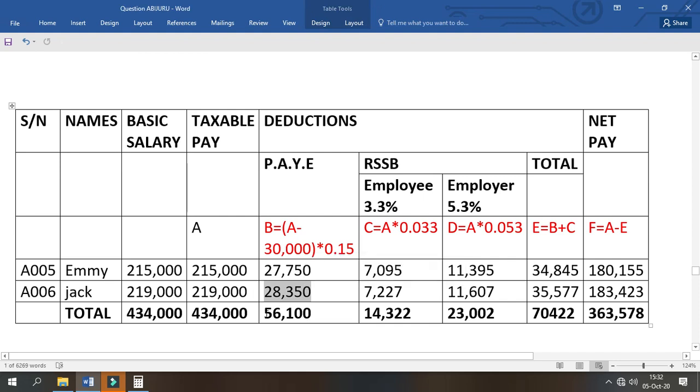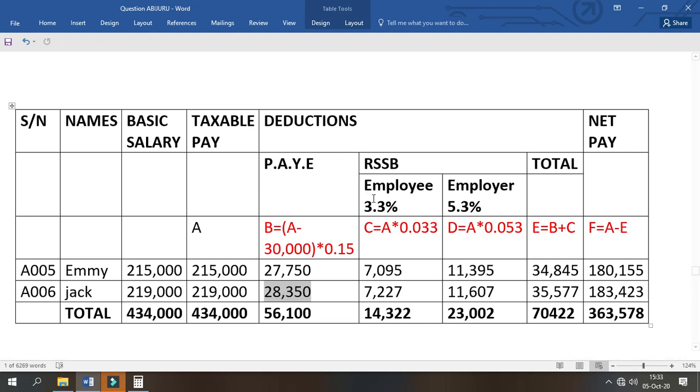So the total pay as you earn for both employees is equal to 56,100. So we are going to see the deduction of Rwanda Social Security Board contribution. The deduction is the same for casual laborers and permanent employees.